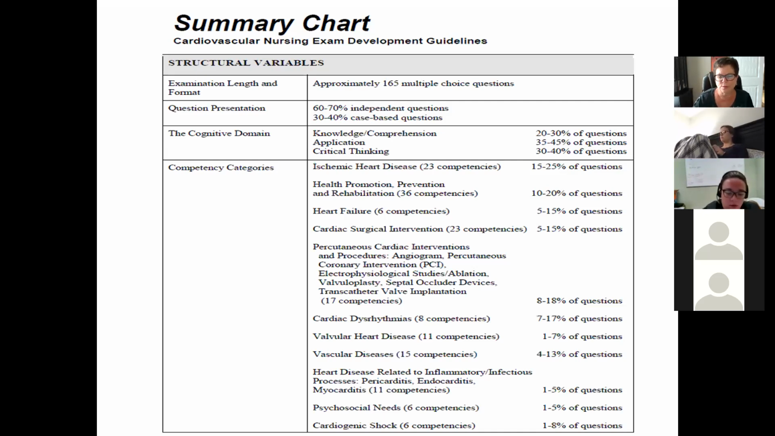The last three competencies are minimal. Inflammatory disease and psychosocial needs can almost build into any question. A lot of the health promotion ones were psychosocial needs, and cardiogenic shock. But there is a mandate to have some questions in every exam.